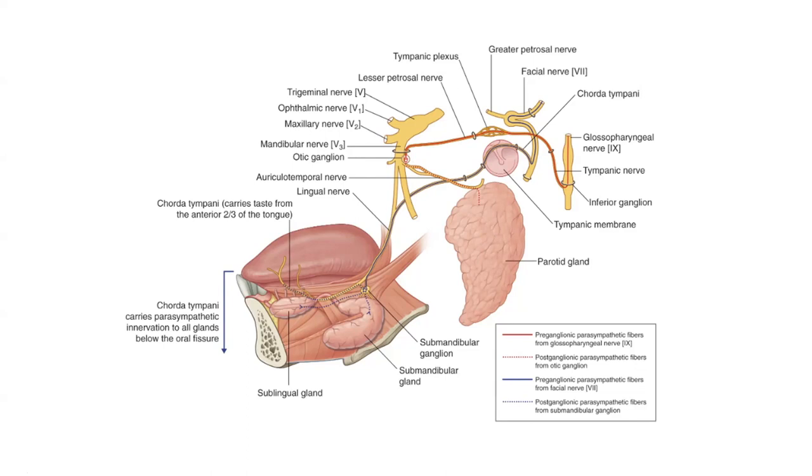So this is about the parasympathetic ganglia, which is very important, and you always have to talk about the three fibers: the sympathetic, the parasympathetic, which always synapses inside the ganglion, and the sensory root for all these three ganglia and the nerves associated with them.